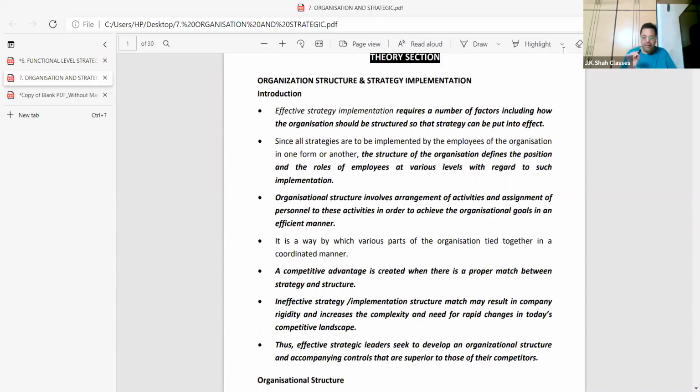Effective strategy implementation requires a number of factors, including how the organization should be structured so that strategy can be put into effect. In other words, students, you have plans. Who will implement the plan? People. There are people in the organization, and the hierarchy which is there, that is the organization structure. Since all strategies are to be implemented by the employees of the organization in one form or another, the structure of the organization defines the position and roles of employees at various levels with regards to such implementation.